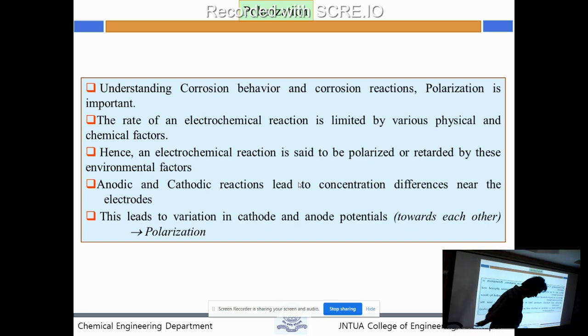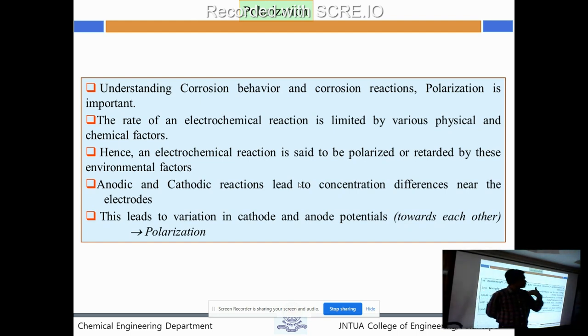Yeah, so a very important concept in electrochemical science or corrosion engineering is polarization. So what is the essence of polarization? I have put it in some 4 to 5 points. Look at the points here. Understanding the corrosion behavior and corrosion reactions, polarization is very important.